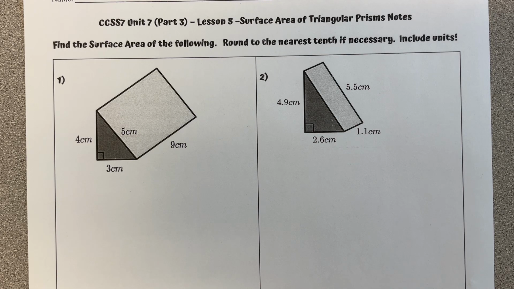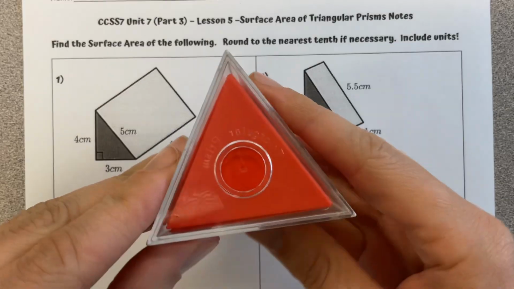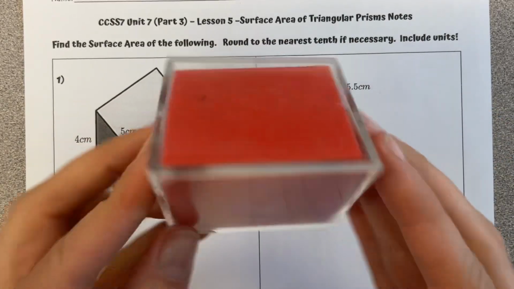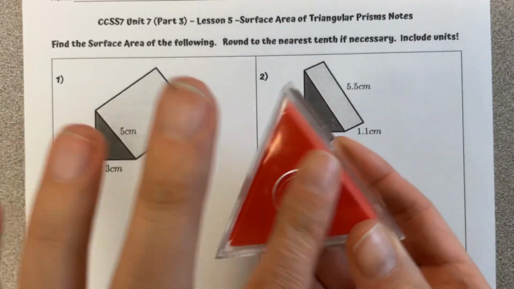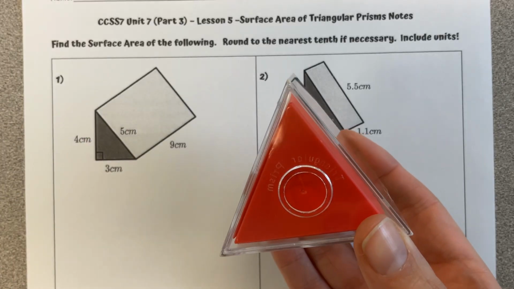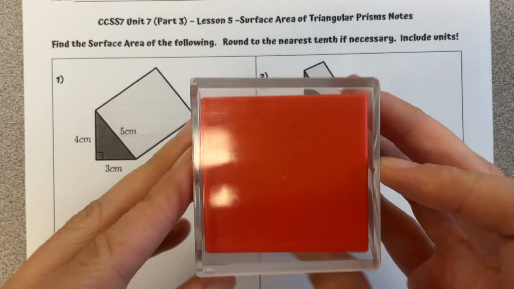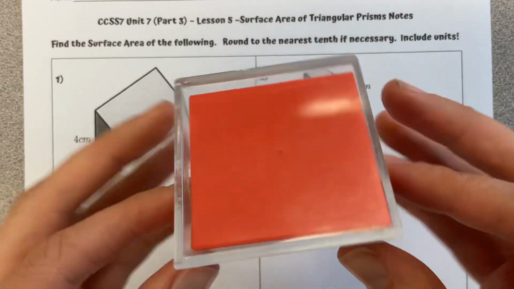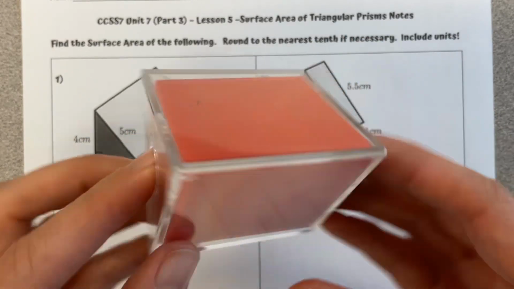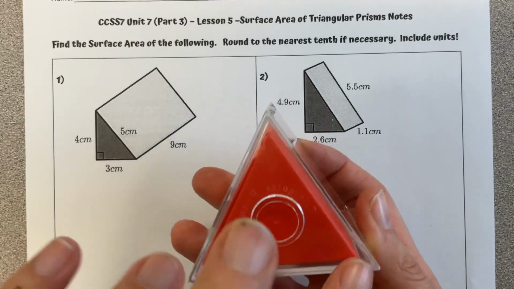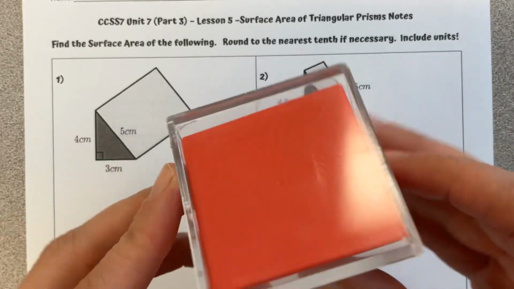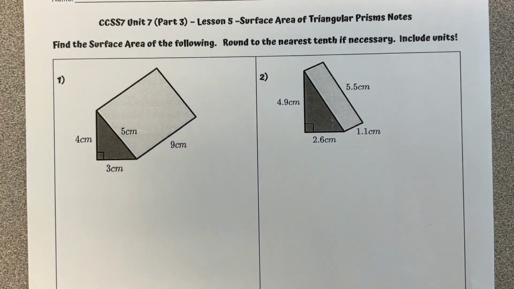Today we're going to be looking at the surface area of triangular prisms. As a reminder, for prisms, we have two parallel and congruent bases. The base shape is the shape that the three-dimensional shape is, so triangles for a triangular prism. And then the lateral sides are rectangles. So a triangular prism, a triangle has three sides, so it has three rectangular lateral sides.